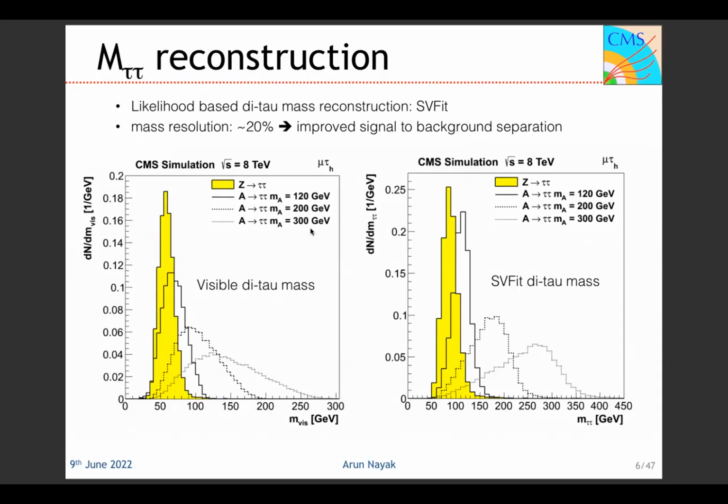the visible products. You reconstruct the full di-tau mass by using a likelihood technique, which in CMS we call the SVfit method. It improves the resolution to about 20%. You can see here the left one is the visible di-tau mass, where the Z peak and the Higgs peak for 120 GeV are almost overlapping. While if you use this technique, you are able to separate them better. And of course for the MSSM case, which is heavier, you get a much better separation.